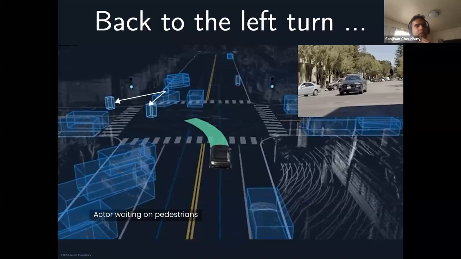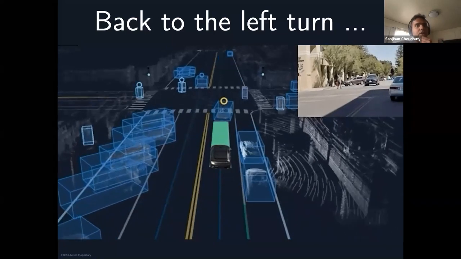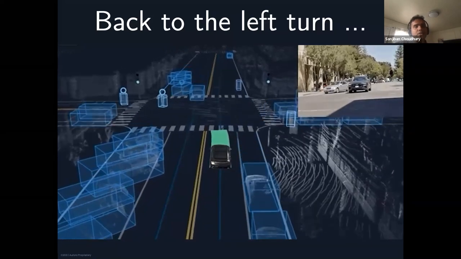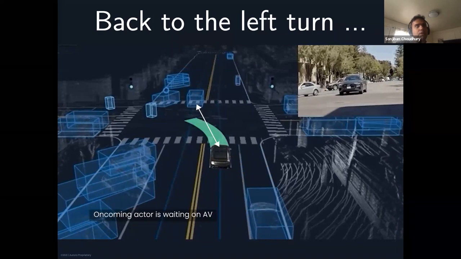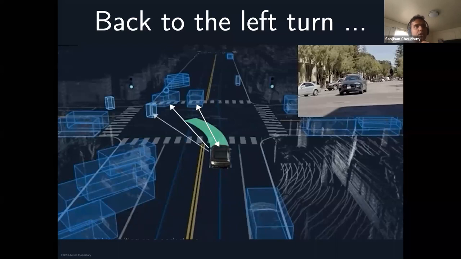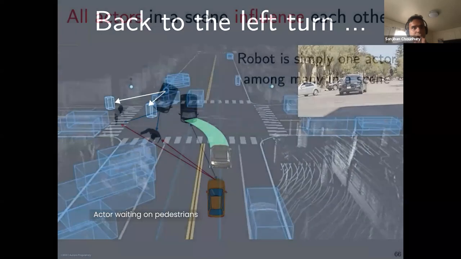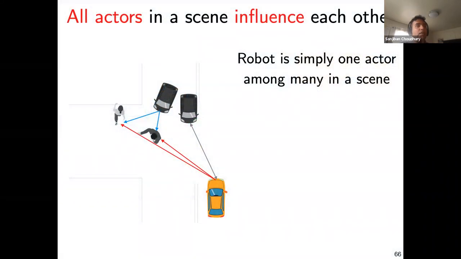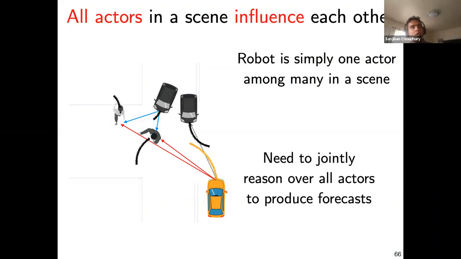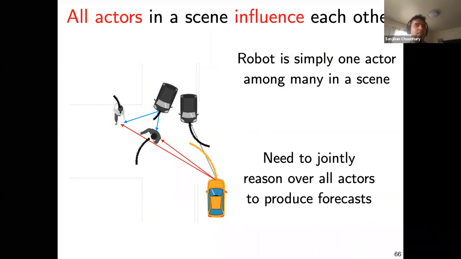So we see that there's a lot going on here. Let me just break it down. We see that the robot's actions depend on what other actors in the scene are doing. So we need to yield for the vehicle that's turning right, as well as pedestrians crossing the intersection. And moreover, there's an oncoming car that's also waiting on the robot to determine when it can attempt its own unprotected left, right? So there's a lot of actor-actor dependencies. And so we see that all actors in the scene influence each other. The robot is simply the actor in the scene that we get to control. And so we need to jointly reason over all actors in the scene to produce forecasts and subsequently our plan.